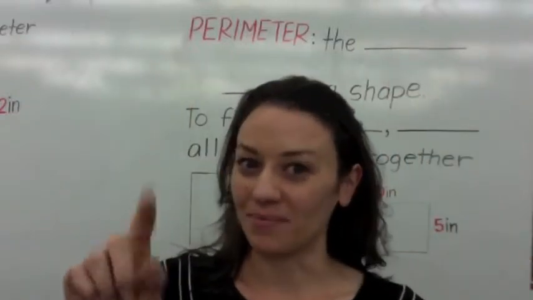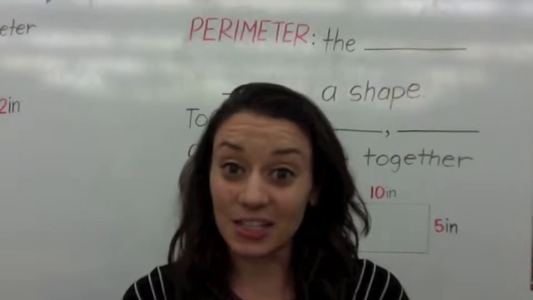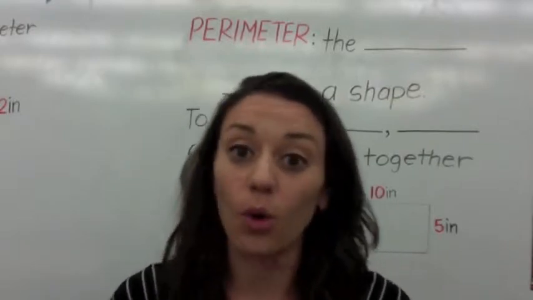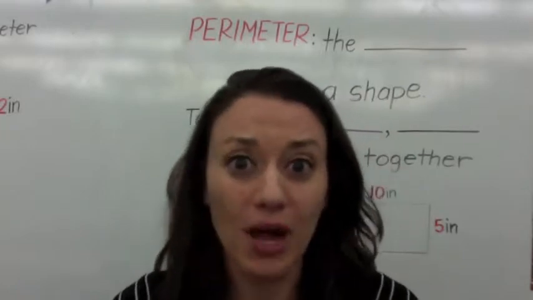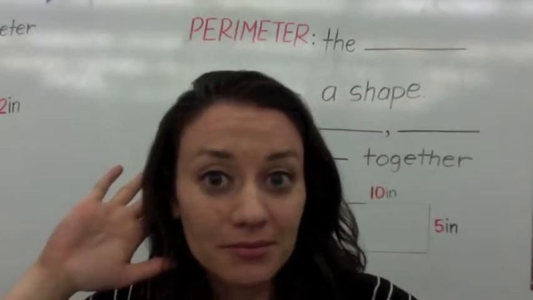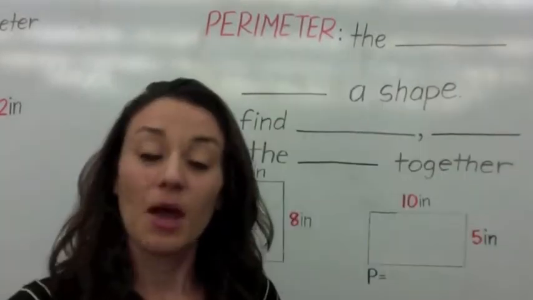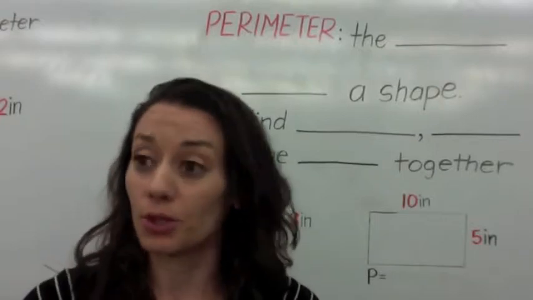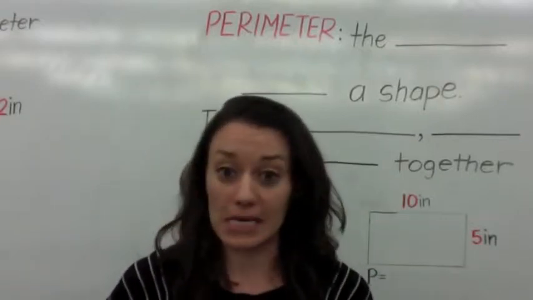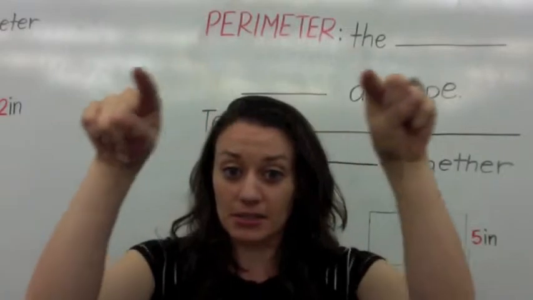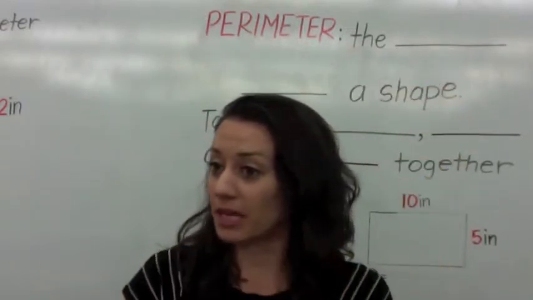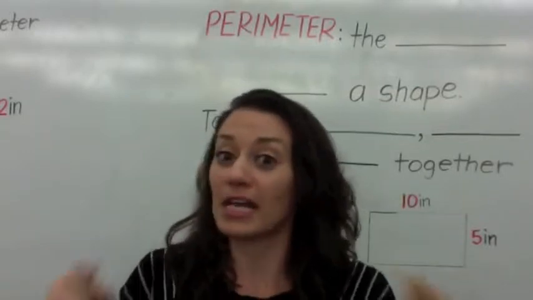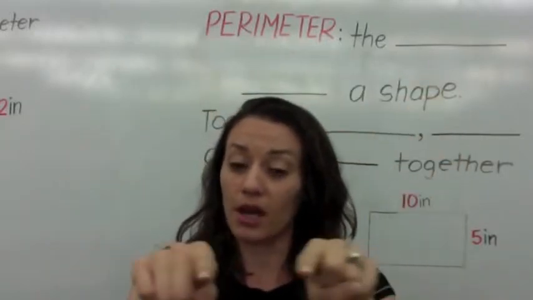Perimeter, Part 1. In today's lesson, students will learn the formulas to find the perimeter of a square or a rectangle. Perimeter is a really important concept when we use measurement in geometry. Who remembers what a perimeter is? Perimeter. It's the distance around a shape.